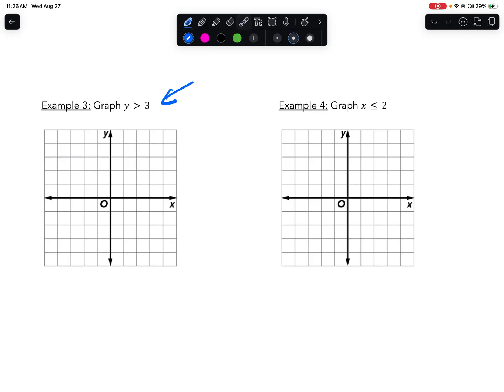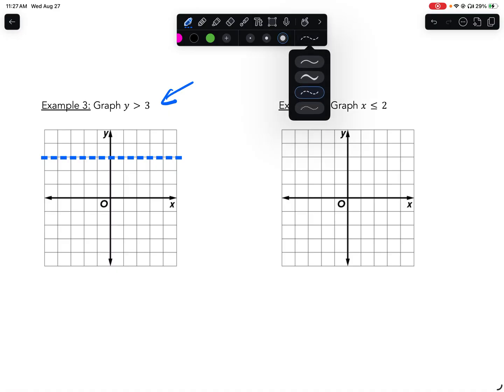And then we also look at the inequality here, right? So we know it's a dotted line. So I'm going to make this a dotted line at 3. I want to make it a little thicker so it's easier to see. Okay, and I'm going to put the arrows on the end.